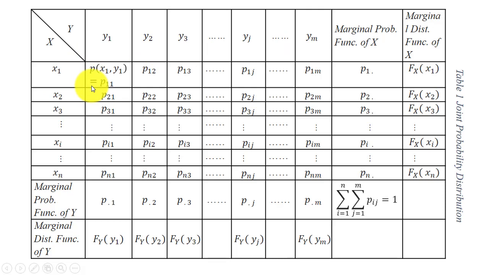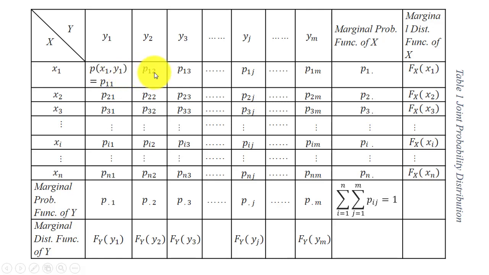If you define a probability here, where x takes the value x1 and y takes the value y1, it is given as p of x1, y1, and shortly we can write it as p11. The first index denotes the x value and the second index denotes the corresponding y value. So p11 means p of x equal to x1 and y equal to y1.